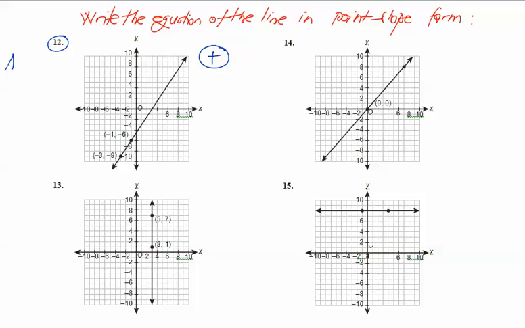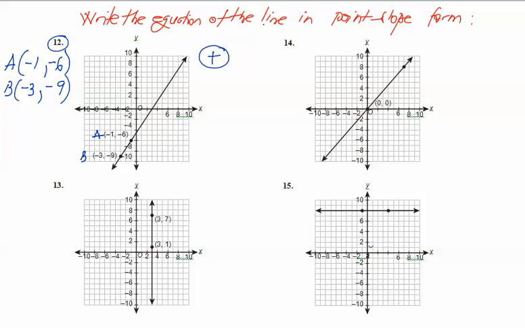First point, let's call it A. This one here, right? Point A, and the other one, point B. Point A has what coordinates? -1 and -6. Point B has the coordinates -3 and -9. Now, why am I doing this?